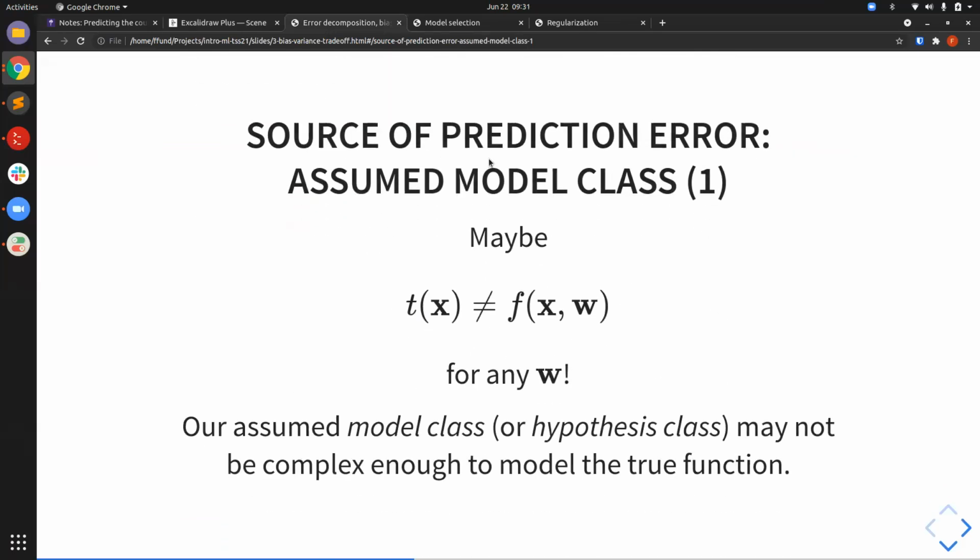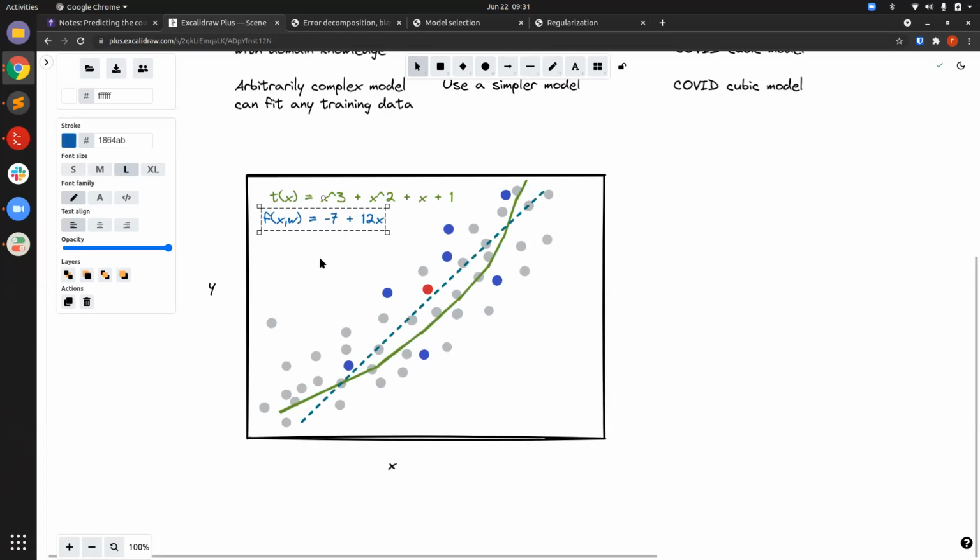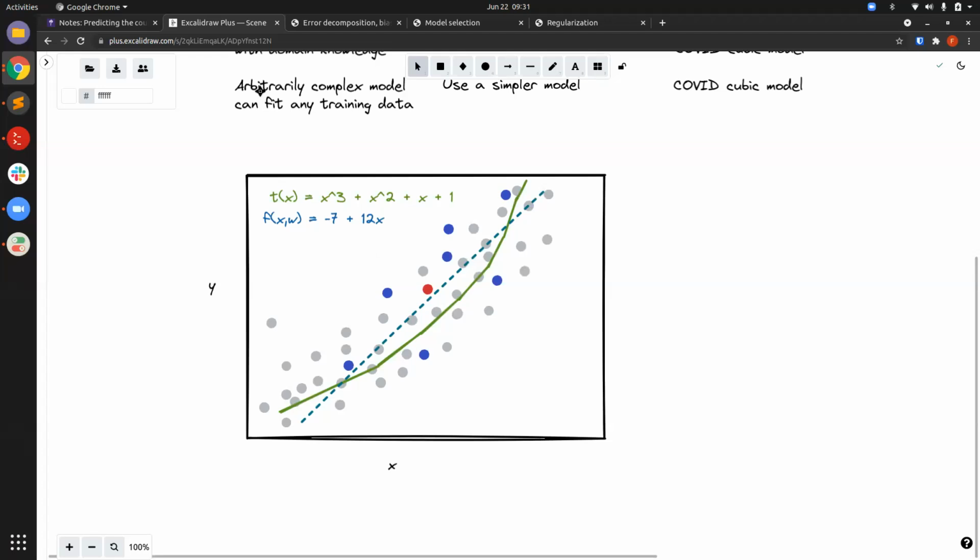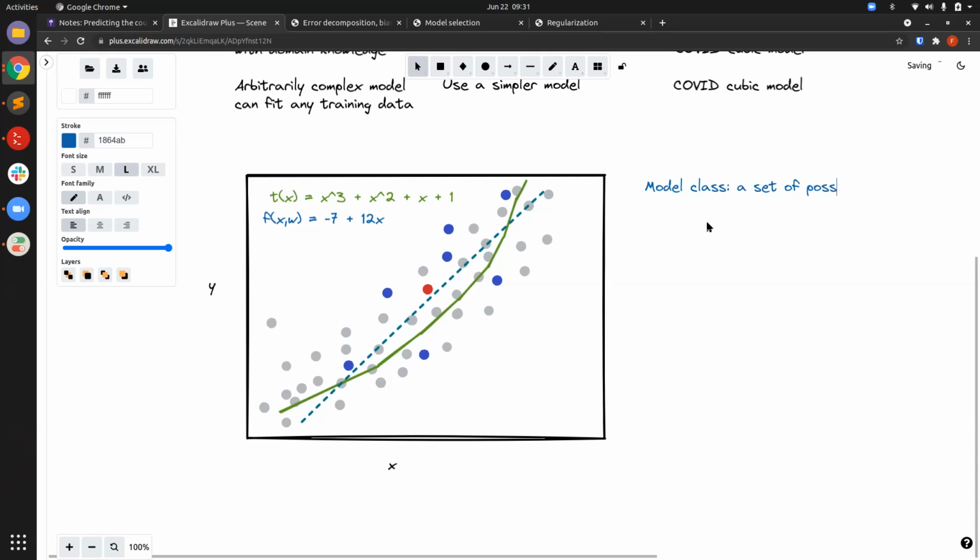Maybe there is no parameter estimate in the world, so there's no possible W that can make f of x, W equal to t of x. Here we have what's called undermodeling, which is a scenario where our model is not flexible enough to mimic the true function. As part of fitting our machine learning model, we assumed what's called a model class. A model class is a set of possible models we could fit parameterized by W.